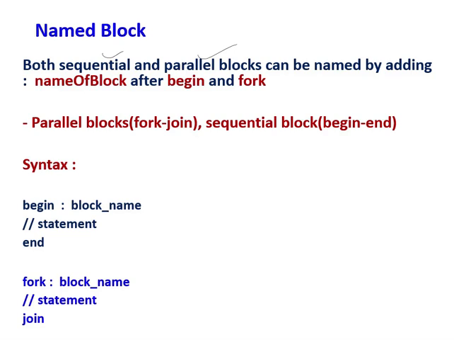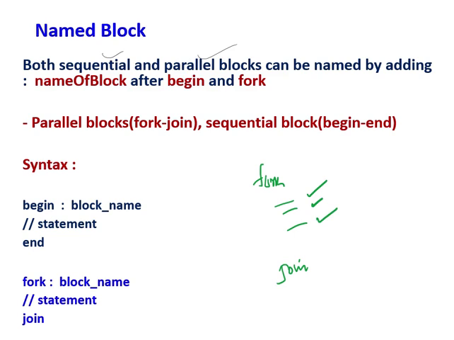And what are these sequential and parallel blocks? Parallel blocks means fork and join. We know that fork, then some statements, then join. So this is a parallel block because whatever is written inside this fork and join, all the statements run parallelly or concurrently. So all the statements are independent of each other. This statement runs at 0 time step, this second statement runs at 0 time step, and the third statement runs at 0 time step. So this is called a parallel block.